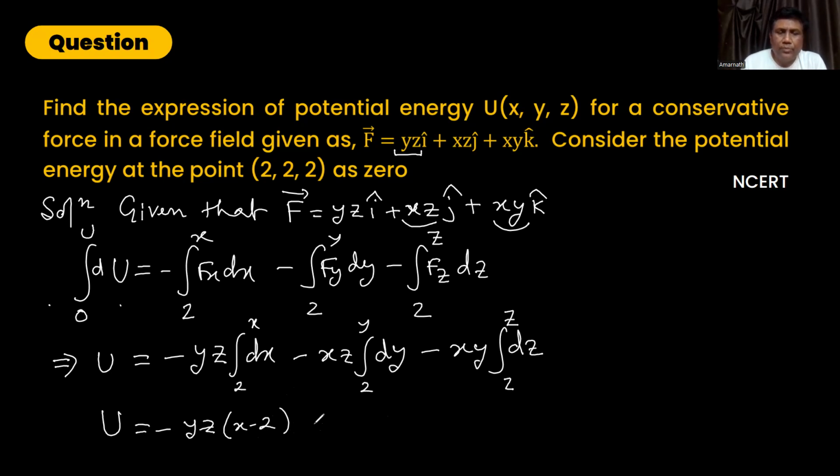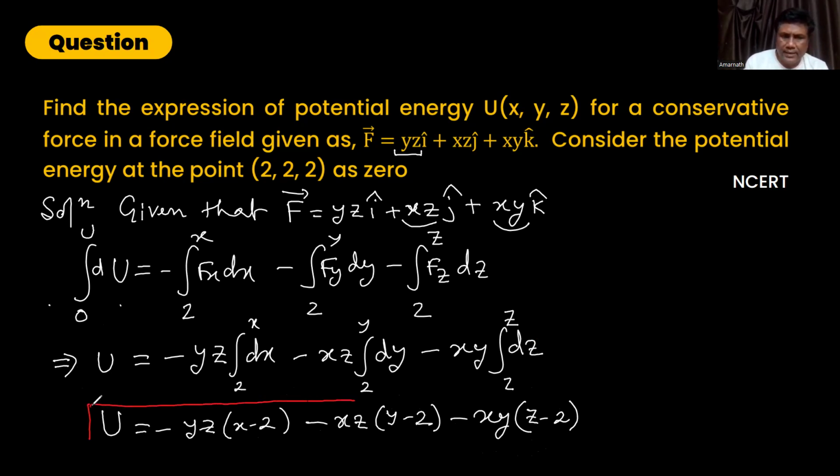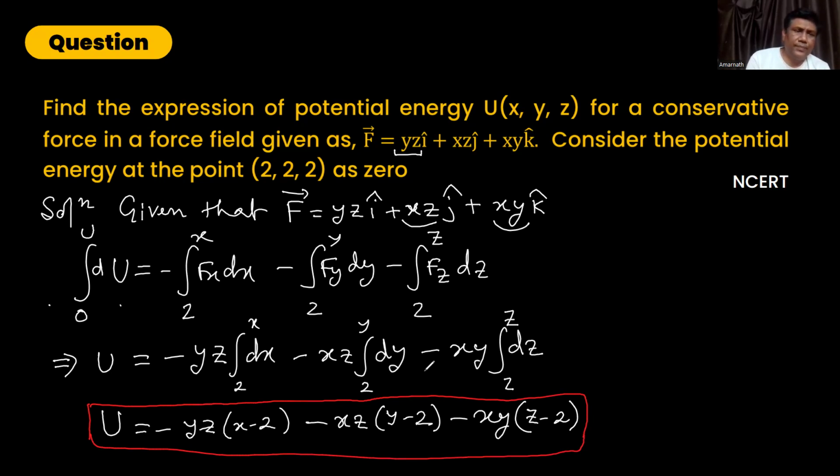times x minus 2, minus xz, integration of dy is y minus 2, and it is xy times z minus 2. You can keep it like that only, or consider this the answer only. Nothing else. But if you want, you can simplify it a little bit. That can also be treated as the answer, no issue.